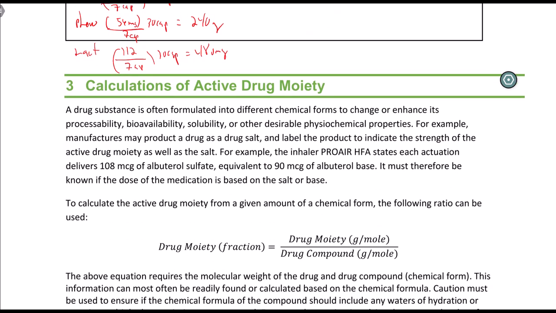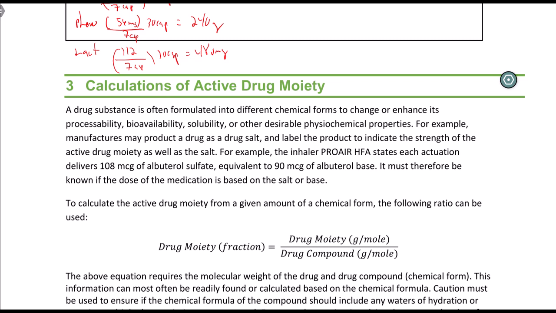The final type of calculation that we'll look at here is going to be calculations that are looking at active drug moieties. So it would be nice for you to read what we mean by that and what we are trying to say when we're doing these sort of conversions. And you will see that formulas will either have the dose of the drug based on the base formula of the drug or a salt of the drug.